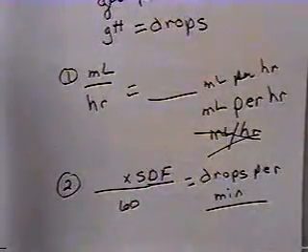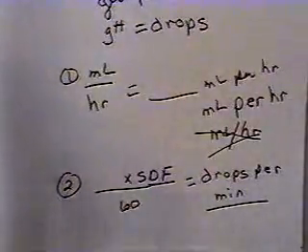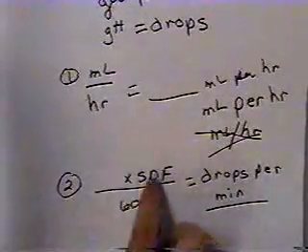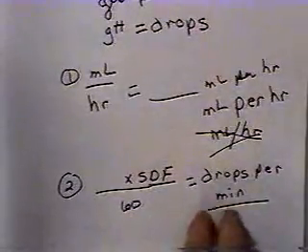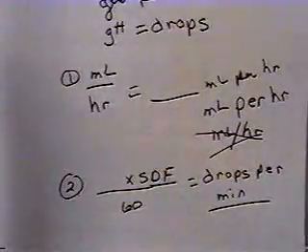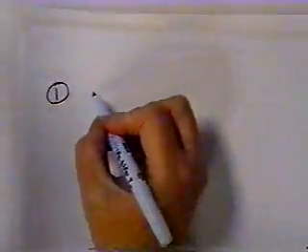Now, the reason we have two answers is most machines nowadays, you set how many milliliters per hour. But you still sometimes have to use the old way, where you just put it on the line and it adjusted how many drops. So sometimes you still have to know drops per minute. So we always give two answers, milliliters per hour and drops per minute. So this first problem on page 32 says, give 500 milliliters in 4 hours.